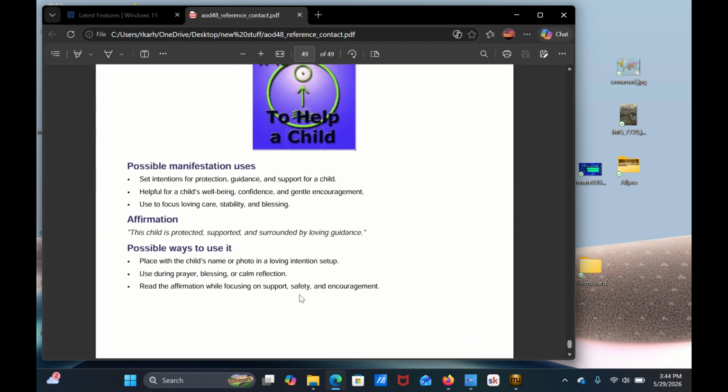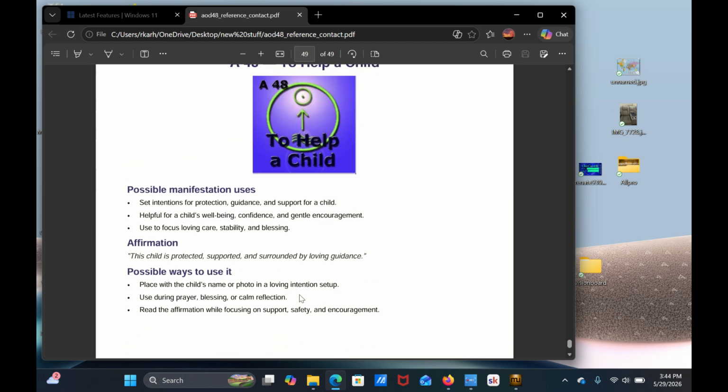To help a child, set intentions for protection, guidance, and support for a child. Helpful for a child's well-being, confidence, and gentle encouragement. Used to focus loving care, stability, and blessing. This child is protected, supported, and surrounded by loving guidance.